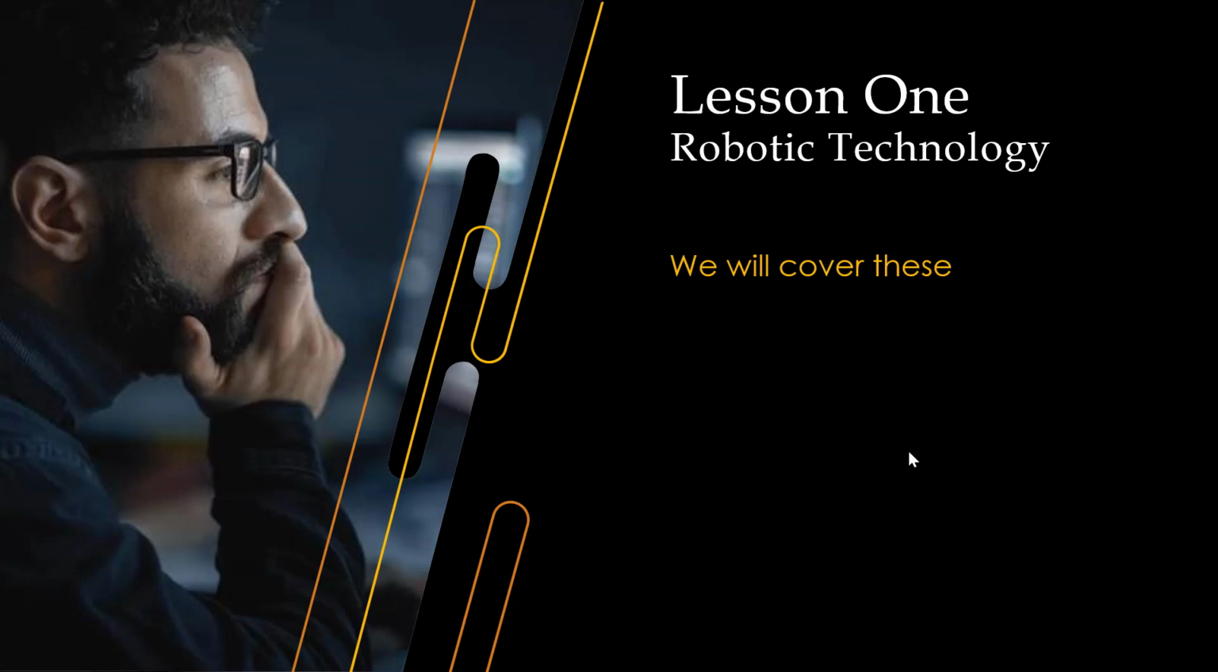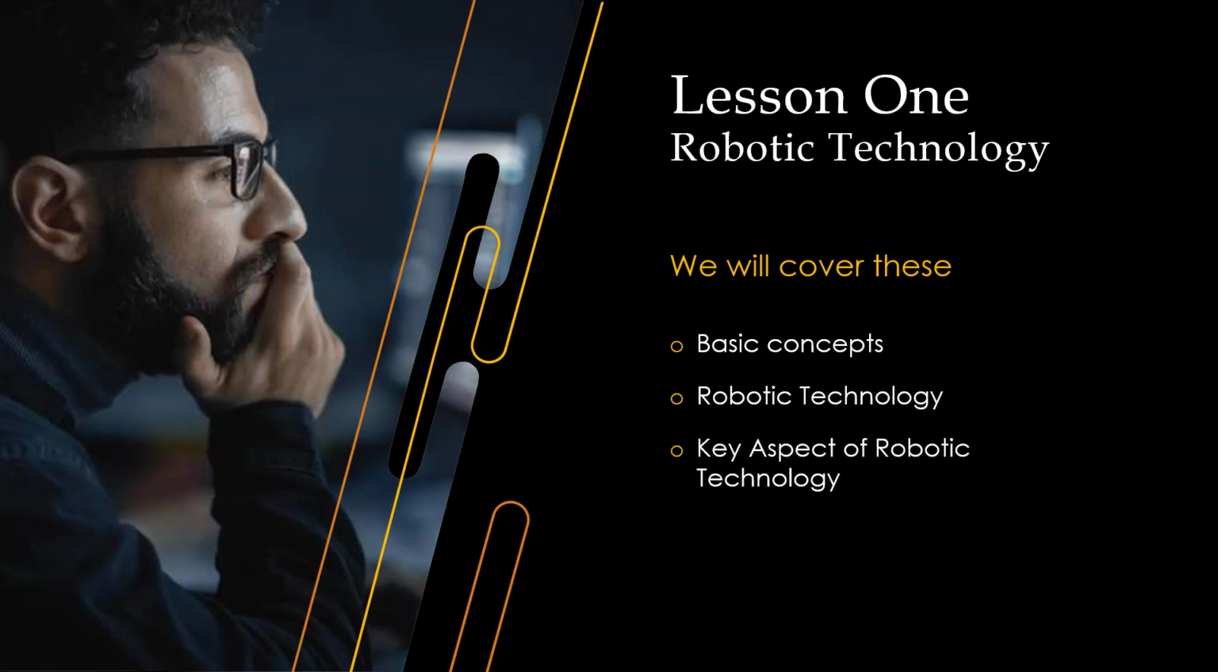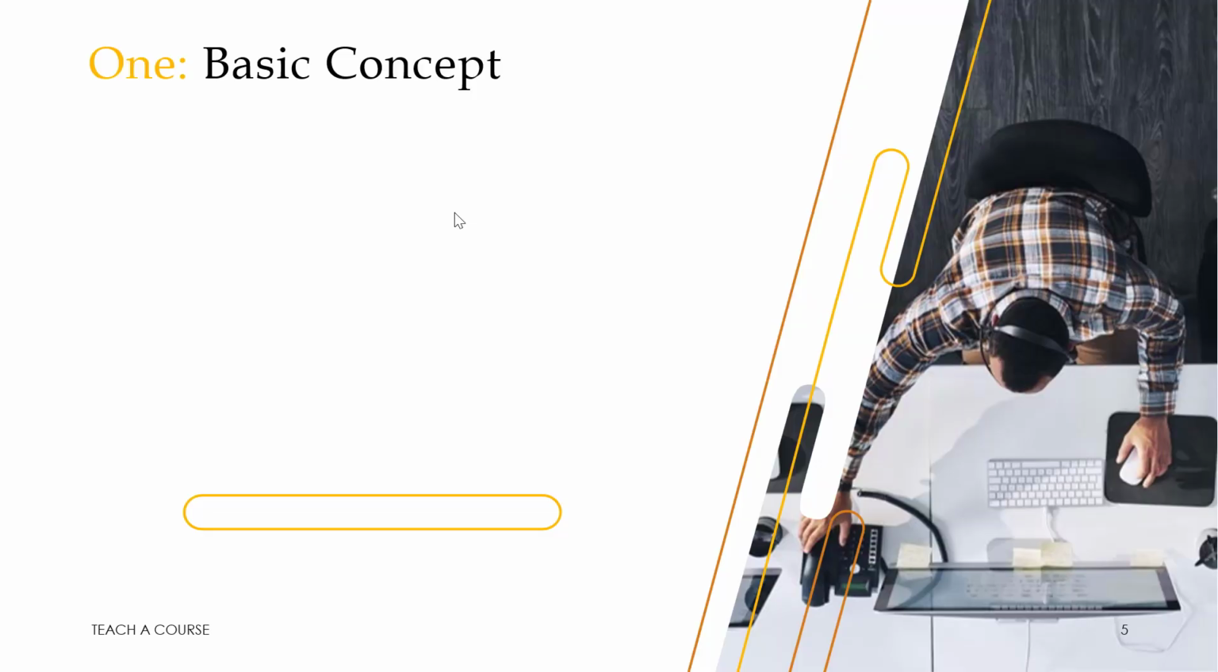Our first key credential is robotic technology. Under this key credential, we'll cover the basic concepts of robot intelligence, and we'll also look at robotic technology. We will also cover the key aspects of robotic technology. And lastly, we will look at applications of robotic technology. But the first thing we need to know under the first credential is the basic concept of robot intelligence.